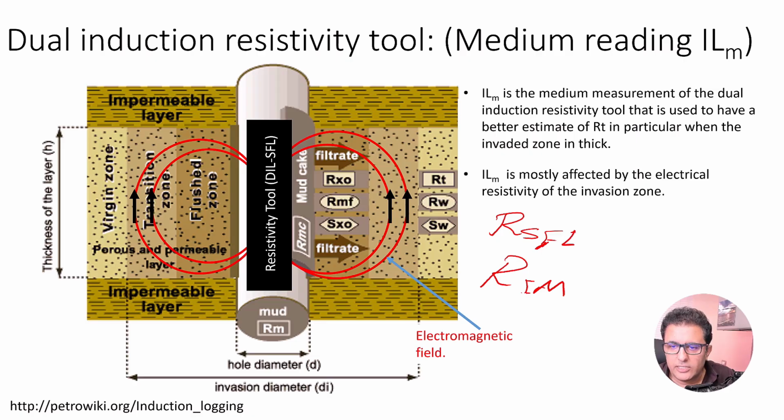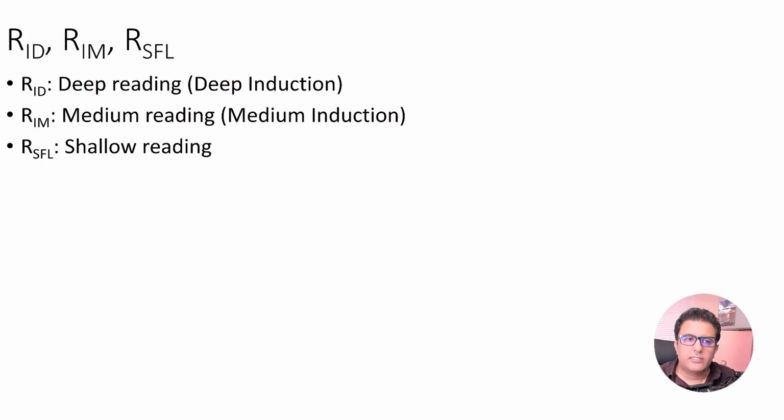Another resistivity is provided by medium reading, or RIM, and another by deep reading. By combining these three resistivities, as you see here, we are able to have a more accurate estimate of the resistivity of the flushed zone, or RXO, and the resistivity of the virgin zone, or RT. So this is how it works. We have three measurements, and we combine them in order to have a more accurate estimate of the formation resistivities in the flushed zone and also the virgin zone.